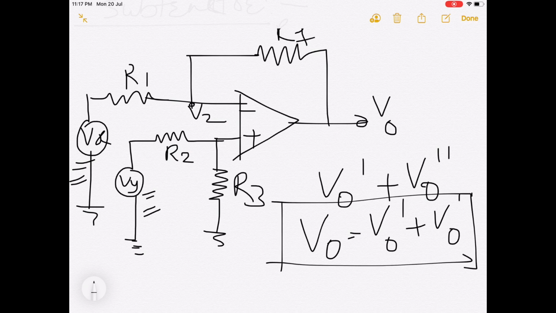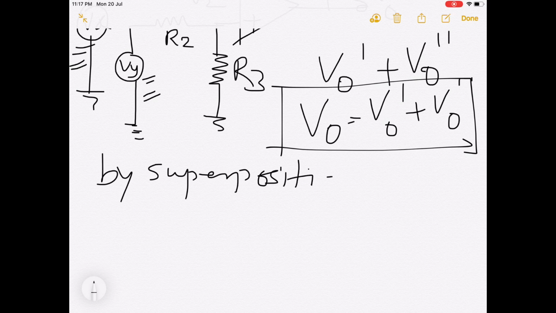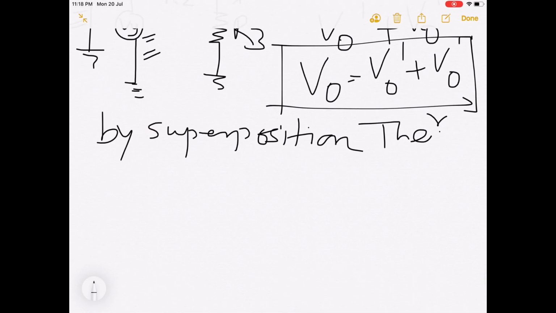This is the superposition theorem. At a time only one input is applied, and the others will be grounded. You have seen this superposition theorem in BEE in first year. Here we have to use it. Suppose we are applying Vx alone and Vy is grounded. So your circuit in short can be drawn like this.